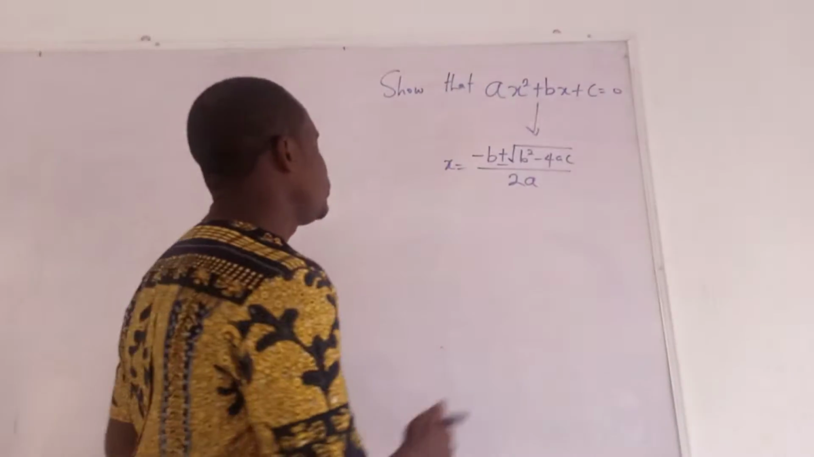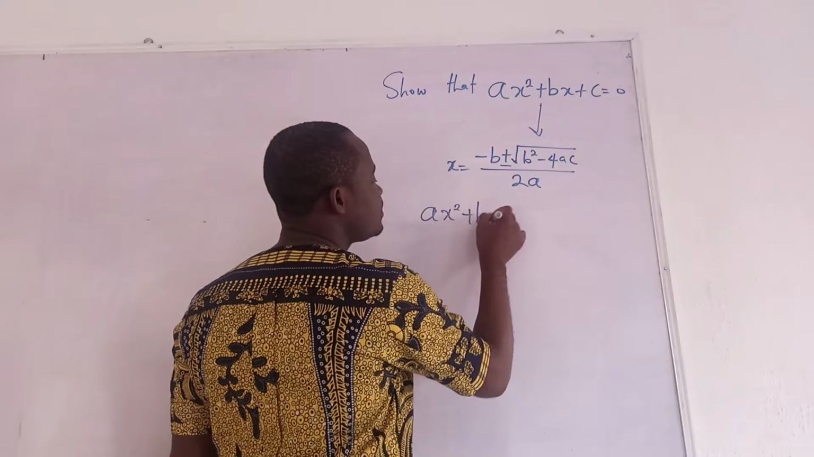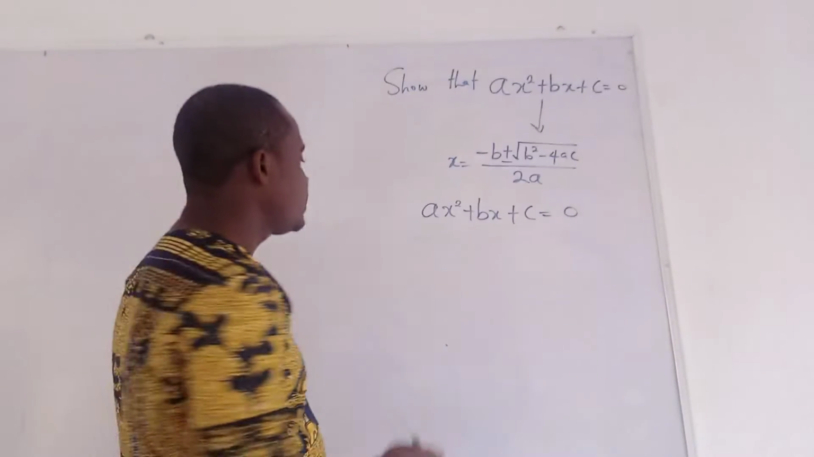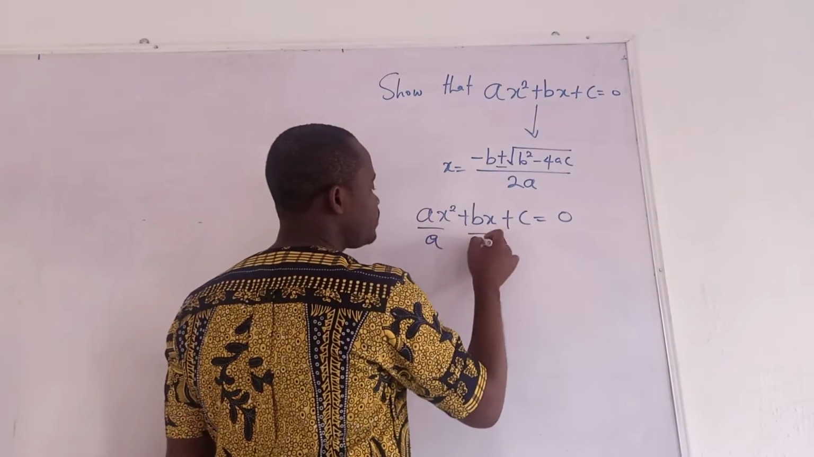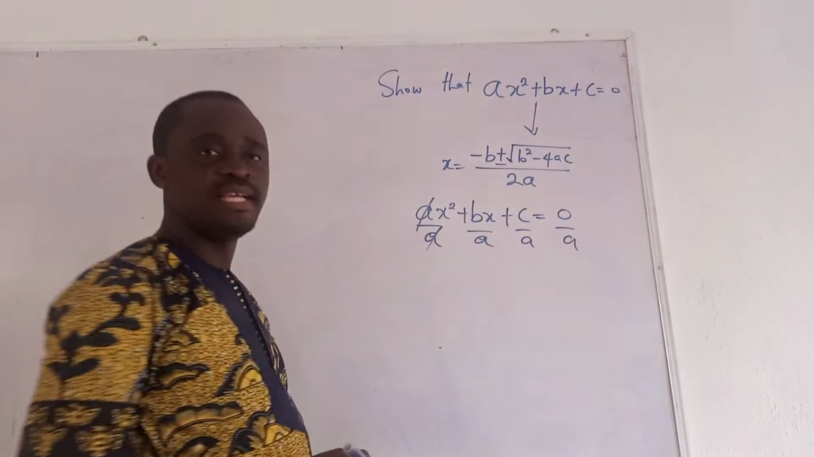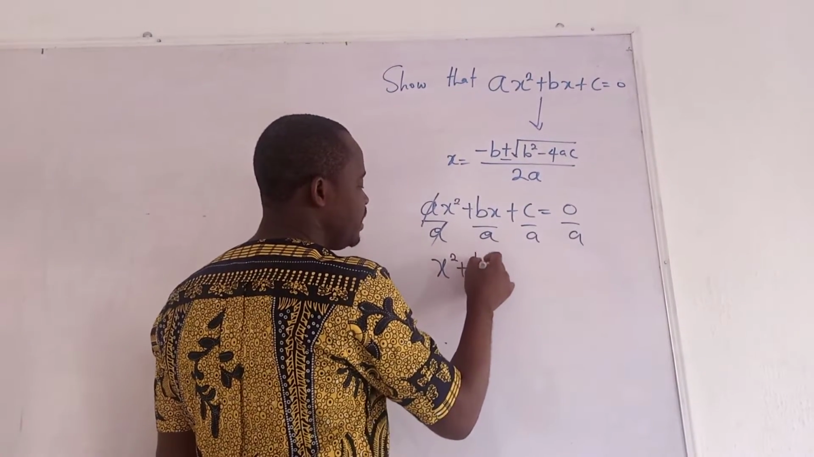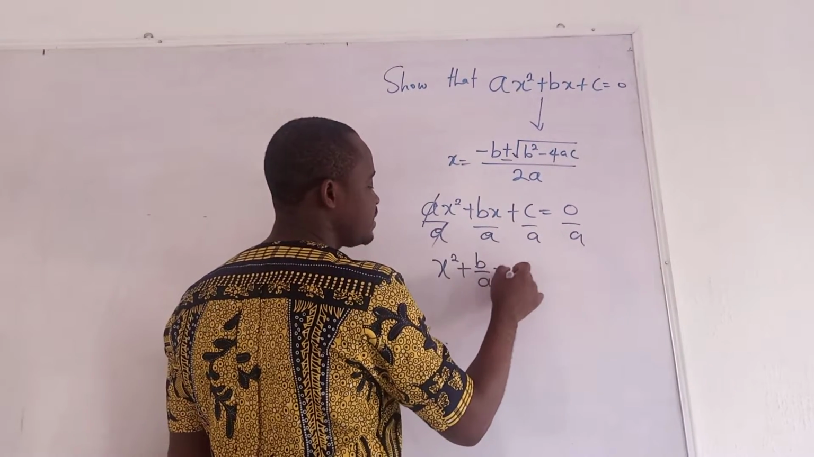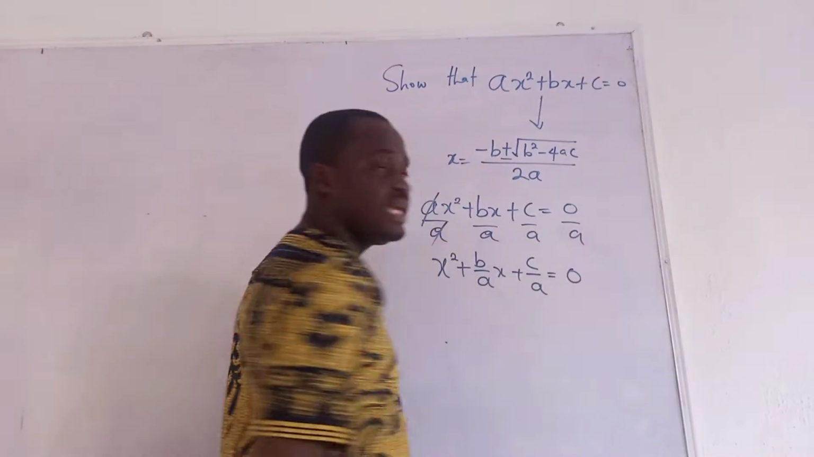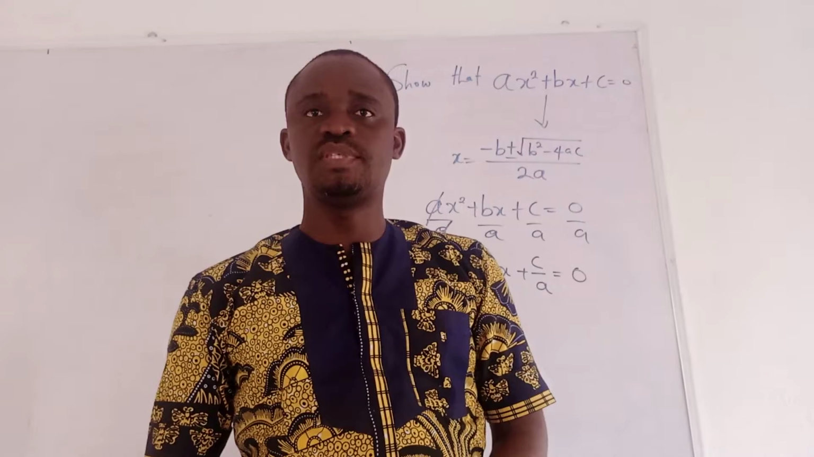The first thing you do is write it out: ax squared plus bx plus c equals 0. Then you divide both sides by a, so that a cancels. This will now be x squared plus b over a x plus c over a equals 0, because 0 divided by a gives you 0.